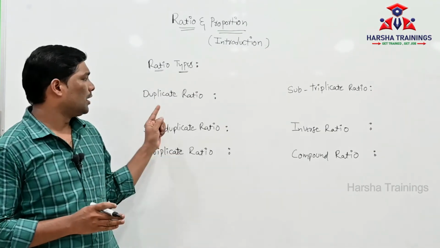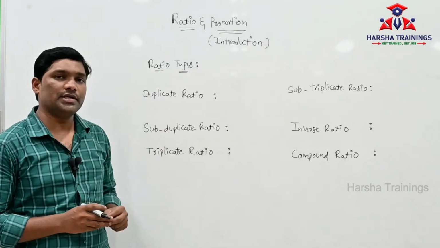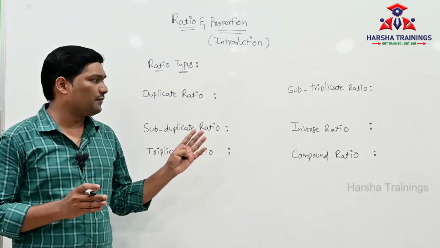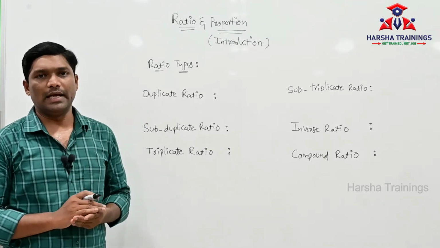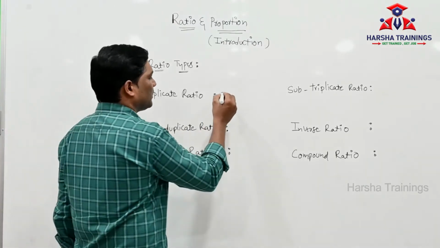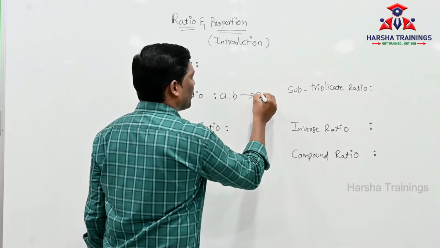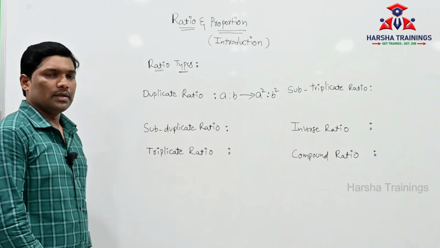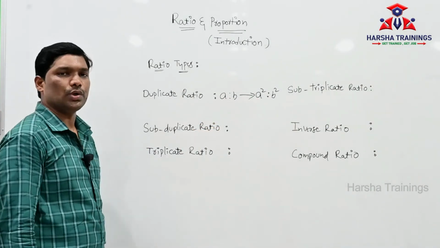The first one here is duplicate ratio, the second one subduplicate ratio, the third one triplicate ratio, the fourth one subtriplicate ratio, the fifth one inverse ratio, and the next one compound ratio. Let us see the first point here, duplicate ratio. For example, guys, A is to B, the duplicate ratio is A square is to B square.